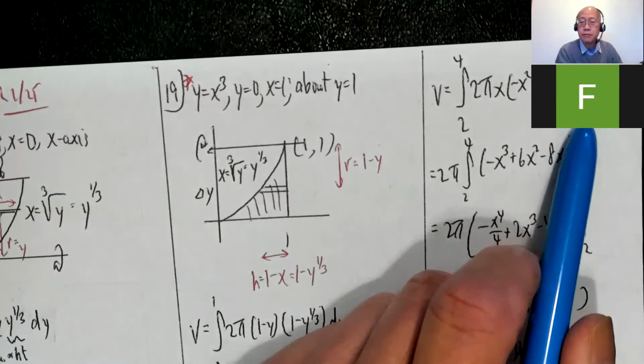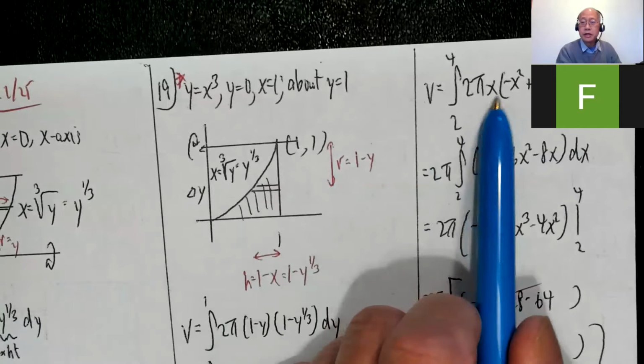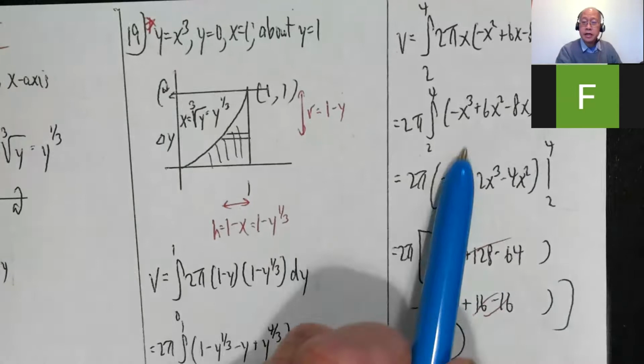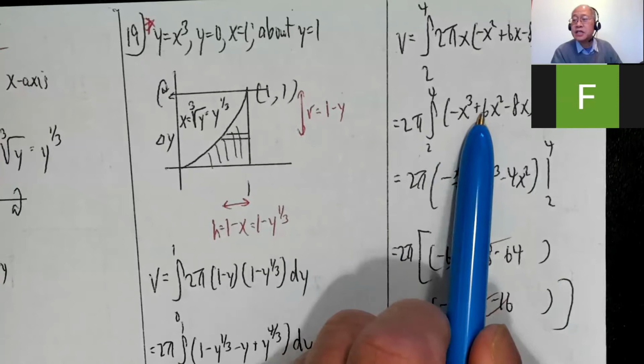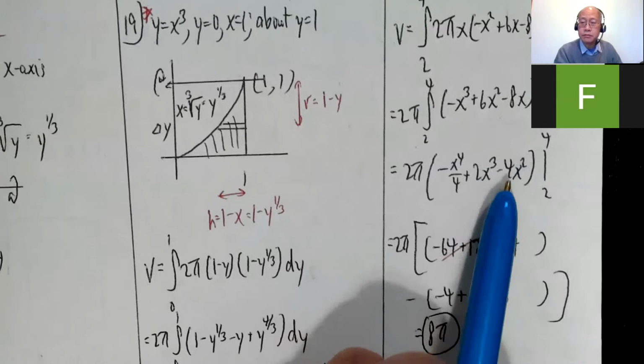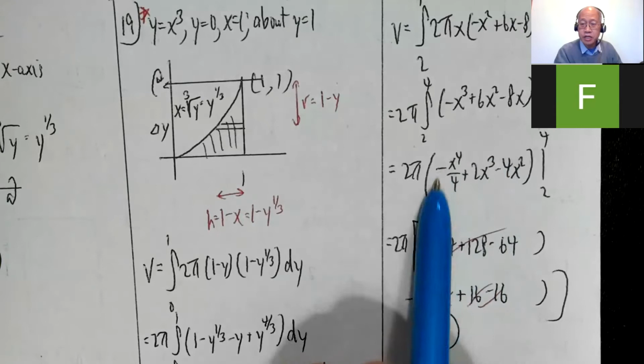They take out the 2 pi. Negative x cubed plus 6x squared minus 8x. All right, so integrate. 2 pi is outside. Negative x to the fourth over 4. 6x cubed over 3, 2x cubed. 8x squared over 2, minus 4x squared. And if you want, double check by taking the derivative of this. If you differentiate this, see if you get that back. All right, from 2 to 4.